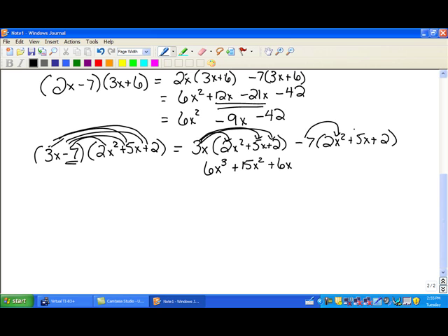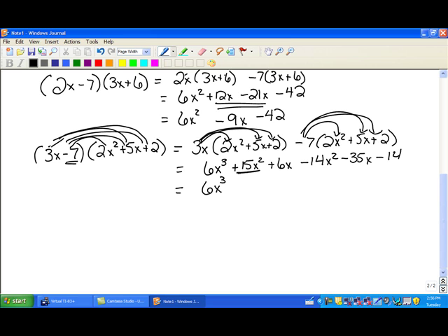Negative 7 times 2x squared will give me a negative 14x squared. Negative 7 times 5x will give me a negative 35x. And negative 7 times that last term of positive 2 is going to give me a negative 14. Looking for terms to combine, I only have one term with an x cubed in it.